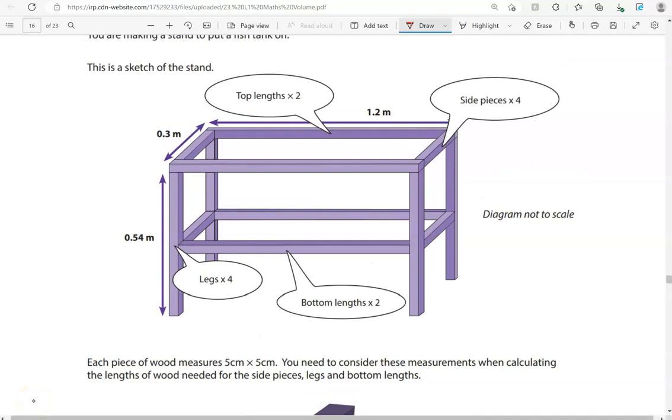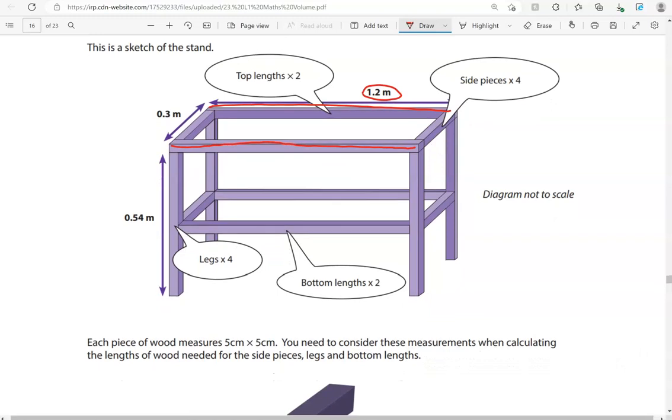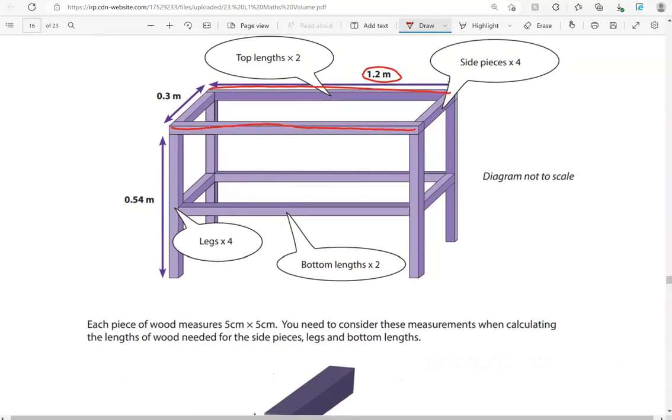So we'll add all of the lengths together. Starting at the top, we've got these 2 top lengths, which measure 1.2 meters each. So we'll do 2 times 1.2, which is 2.4 meters.